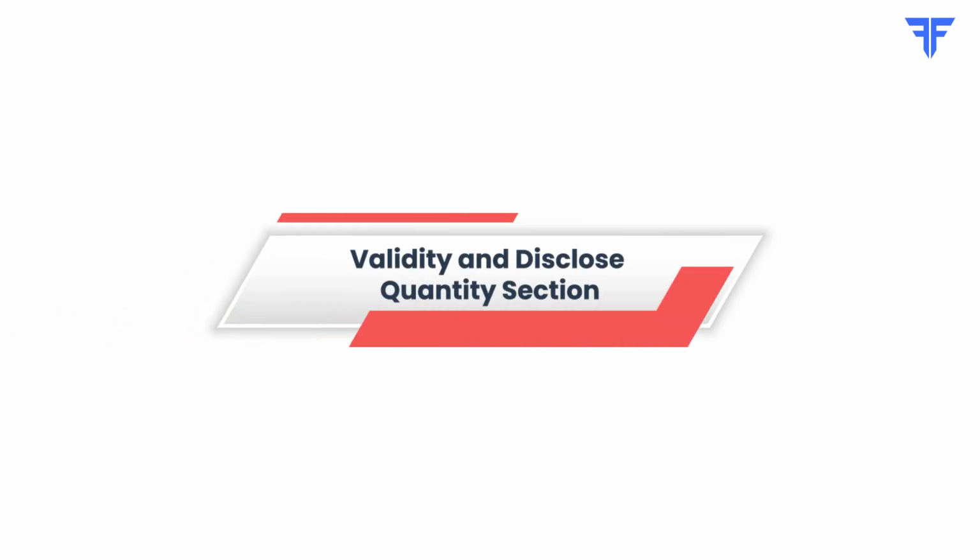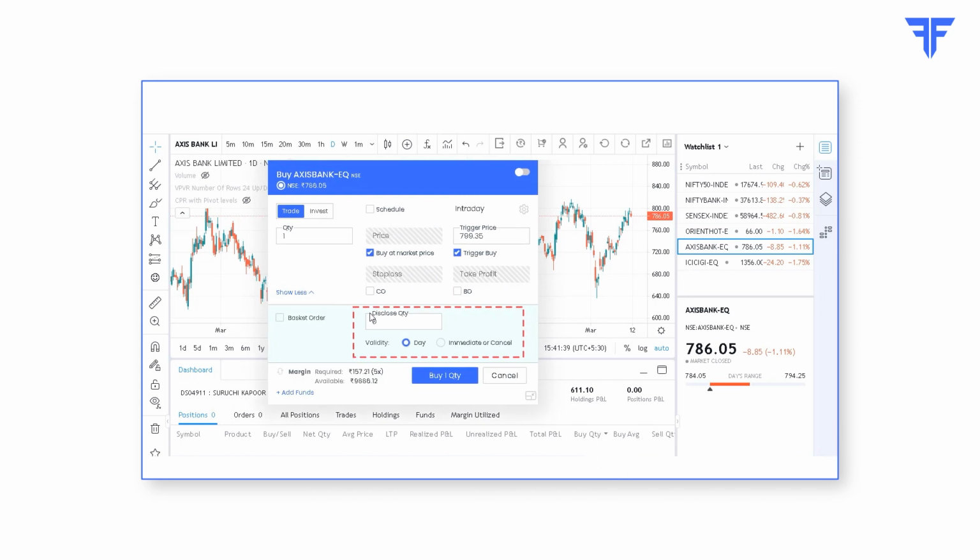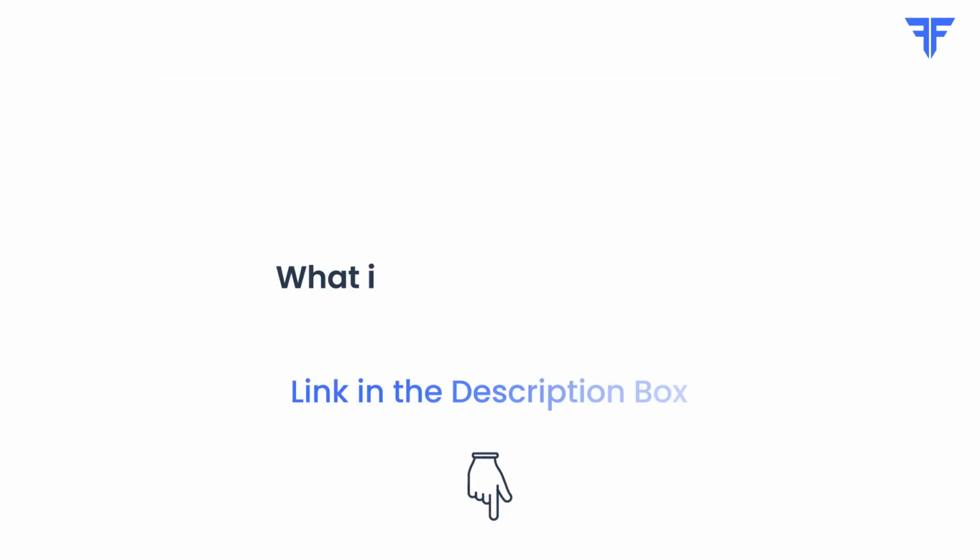Validity and disclose quantity section. Validity is the tenure until which the order placed is valid. User can select their validity of the order and disclose quantity values under the show more section. To understand more about validity and disclose quantity section, you can click on the below mentioned link.